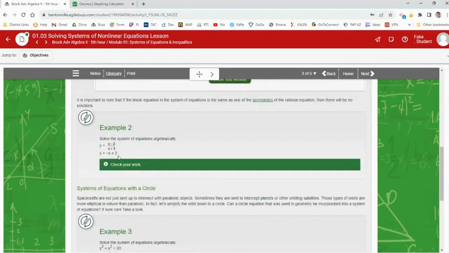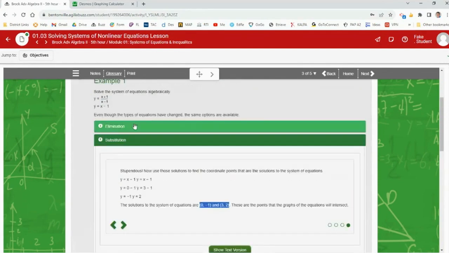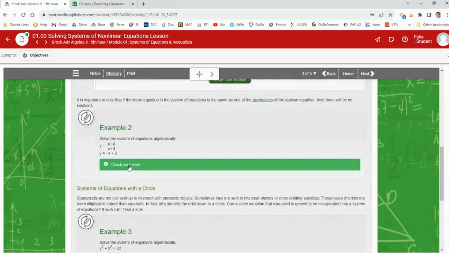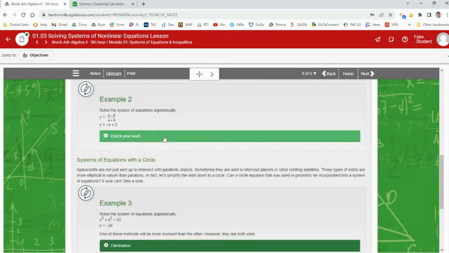Okay, here's another one, just like the one above it. X minus 2, x plus 3. See, it's just like this one. So I'll leave that one for you to practice. You can try that to see if you come up with an answer. Again, you can check your work, which gives you the opportunity to see if you know what you're doing.